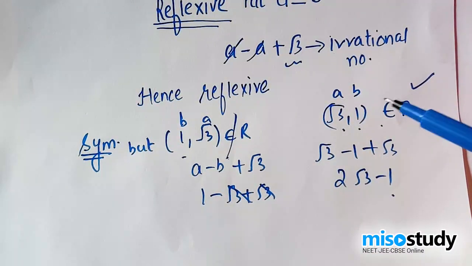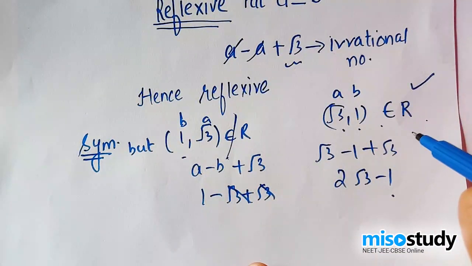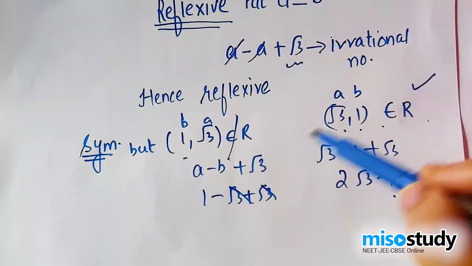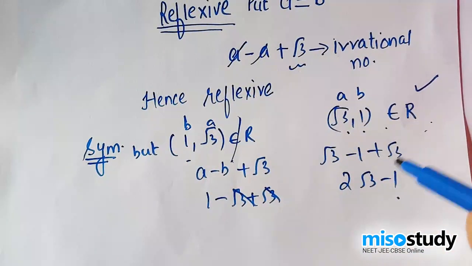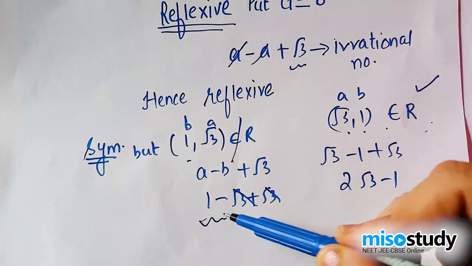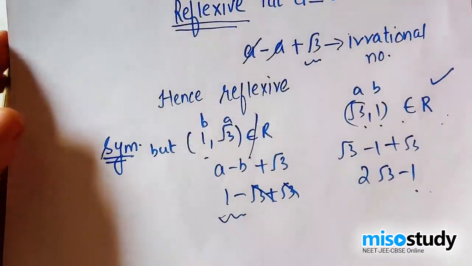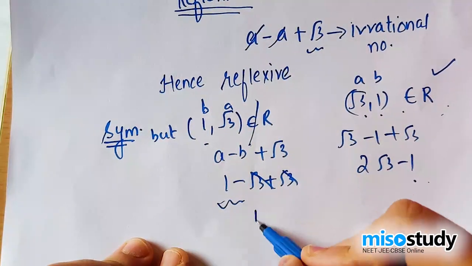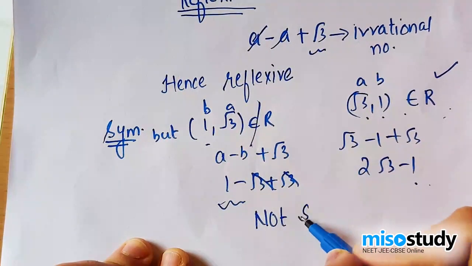Are you getting my point? For AB belonging to R, I should not have BA belonging to R. And this AB belongs to R because I get an irrational number. But for BA we don't get an irrational number, it is a rational number. We are left with 1, which is a rational number. Hence it is not symmetric.